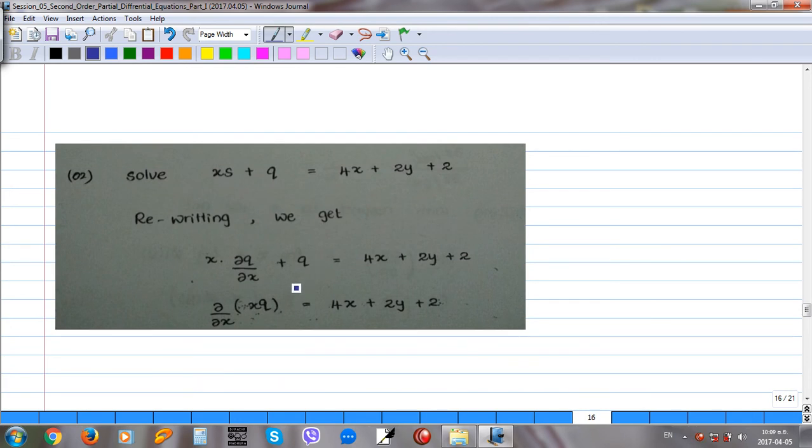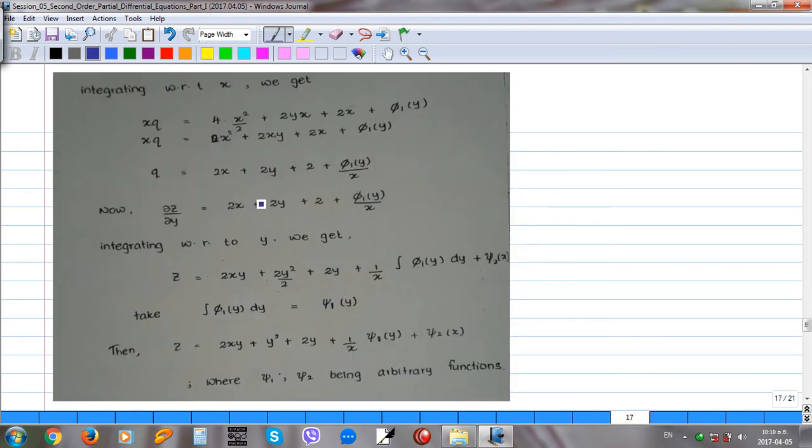And then the second example: solve xs plus q equals 4x plus 2y plus 2. Then we can rewrite this one. You know that s equals ∂q/∂x, right? Then again this is a linear equation, so you can see that this part you can write as ∂/∂x of x times q. So this part we can write as it is, and then you can integrate this part with respect to x.